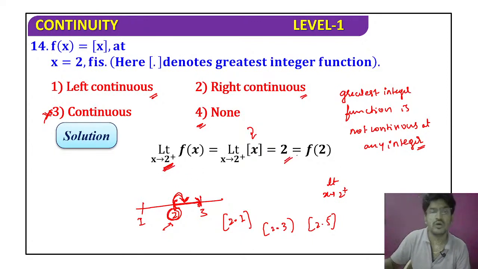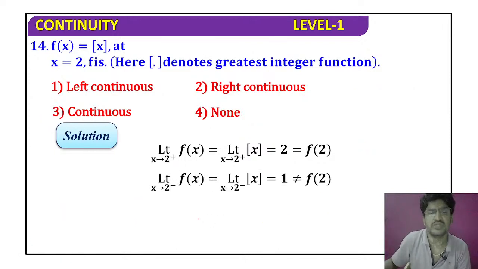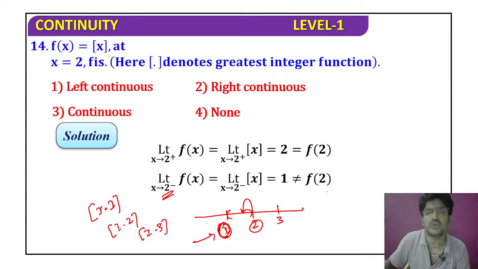In the same way, you just see what happens for LHL. Again this is 1, this is 2, this is 3. From the left hand side, means here, the greatest integer in between 1 and 2 will be what? 1. You can just see 1.1, 1.2, 1.3, all those terms will give you 1. So LHL becomes 1, RHL becomes 2.